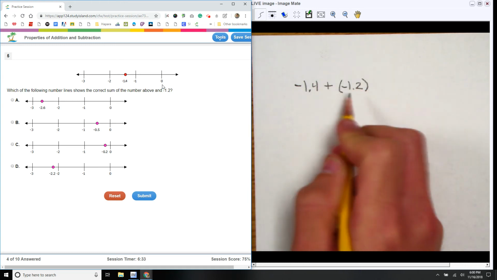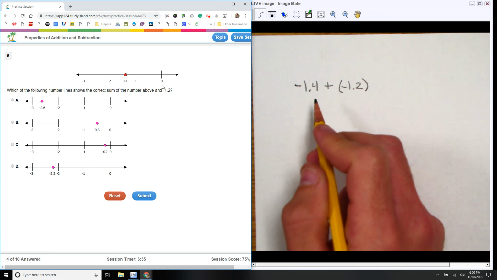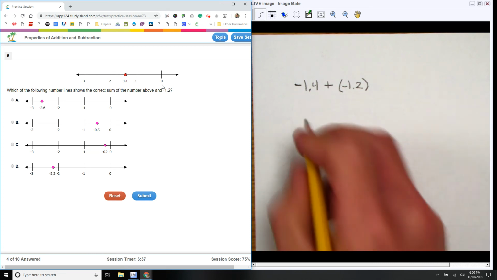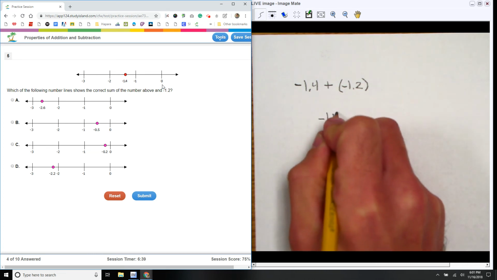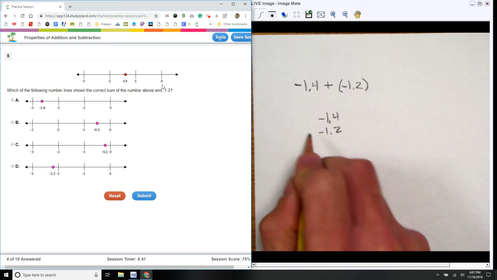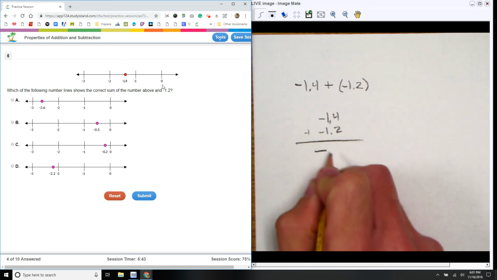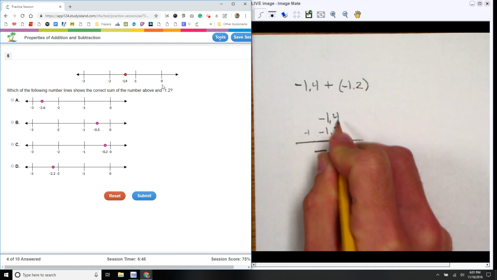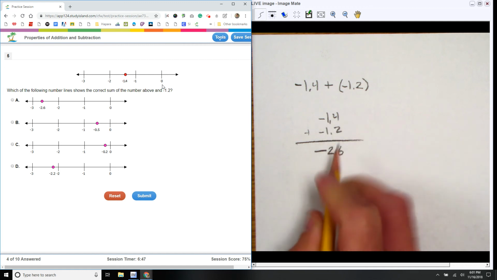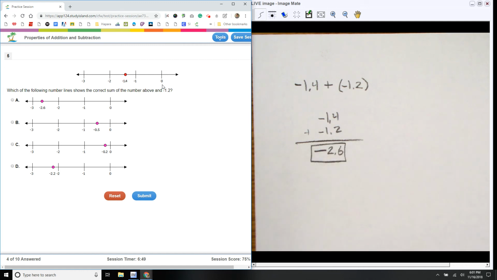If we're adding together two negatives, we're just going to be more negative. Negative 1.4 and negative 1.2, we add those together, we're just going to get negative 2.6. 0.4 and 0.2 is 0.6, 1 and 1 is 2. So the answer is negative 2.6. Which one of these says negative 2.6? Right here. A.